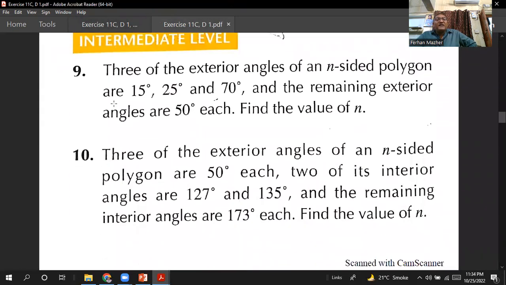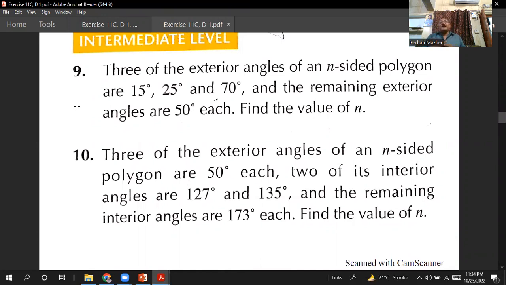So now we are going to the next question. The next question coming up on your screen is question number 9. It's intermediate level, Exercise 11C from the book D1, New Syllabus Mathematics, 7th edition. It says 3 of the exterior angles of an n-sided polygon are 15, 25, and 70, and the remaining exterior angles are 50 degrees each. Find the value of n.